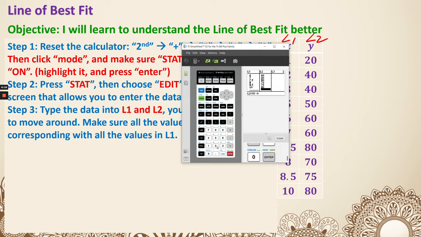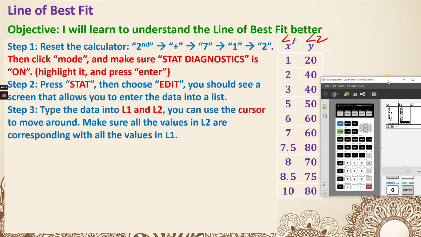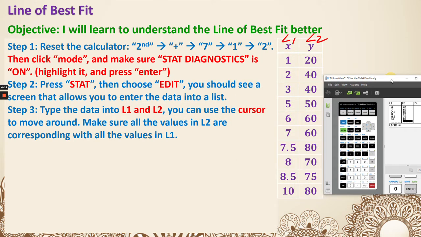We do need to make sure everything is corresponding. It is 80 with 10, and 75 is with 8.5. That's very important. Make sure all the values in L2 correspond with all the values in L1.